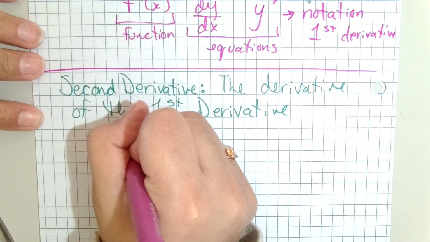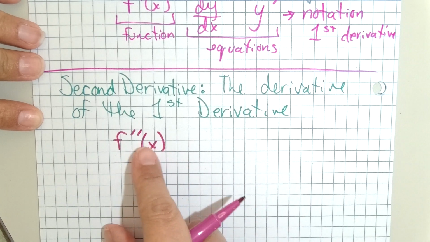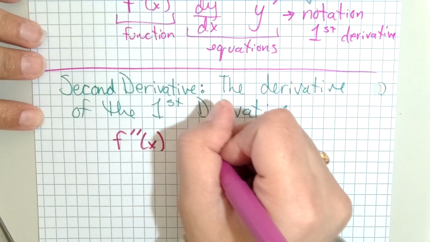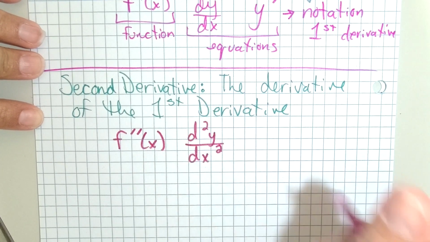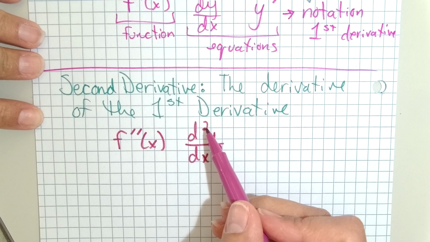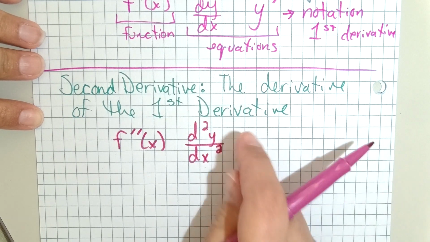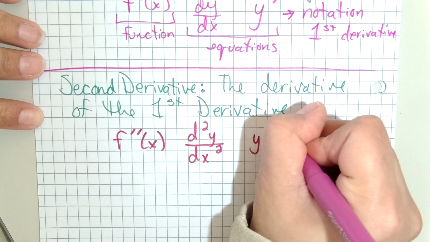That notation is f double prime of x. So f double prime of x, okay? d squared y by dx squared, meaning this is the second derivative of y with respect to x. Second derivative of y with respect to x. Or y double prime.